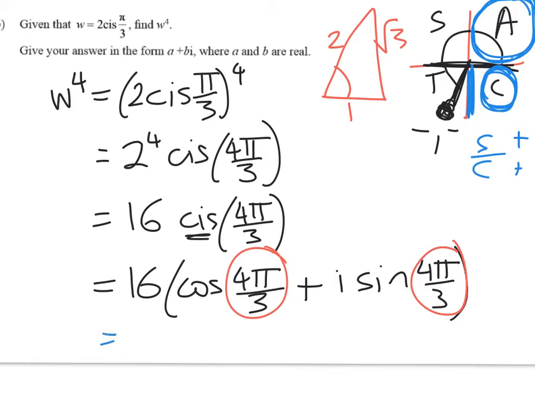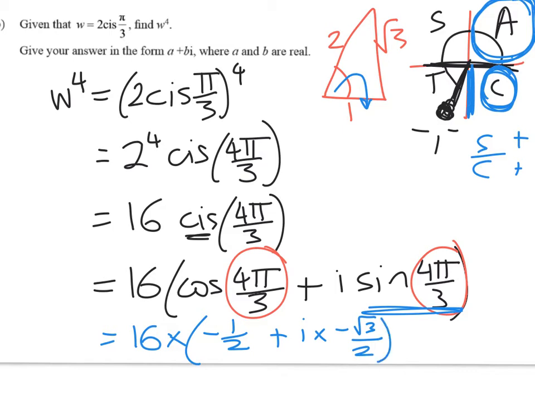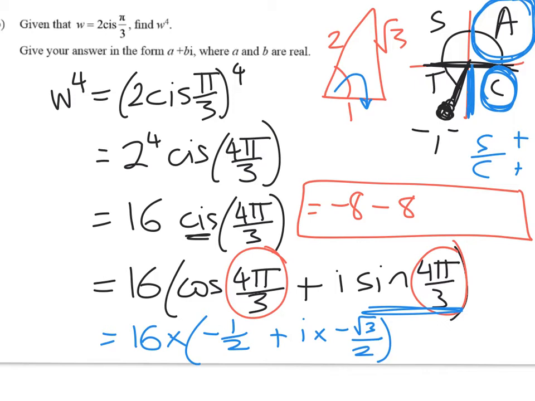So here, I'm going to get 16 times, well, cos of 4 pi on 3 is equal to negative 1/2. So negative 1/2 here, plus i, sine of 4 pi on 3 will be negative root 3 on 2. Now I'm going to squeeze the final answer in here. So that equals negative 8 minus 8 root 3 i. Okay, so that's that one done.